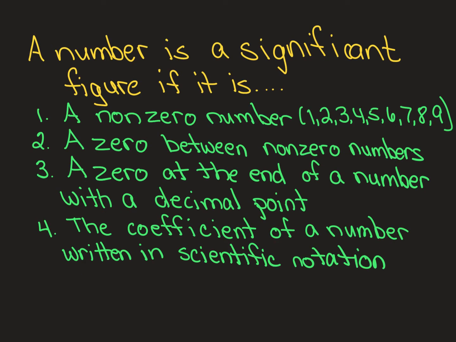Okay, so let's review the rules of significant figures. A number is a significant figure if it is: 1, a non-zero number, which could be 1, 2, 3, 4, 5, 6, 7, 8, 9; 2, a 0 between non-zero numbers; 3, a 0 at the end of a number with a decimal point; 4, the coefficient of a number written in scientific notation.